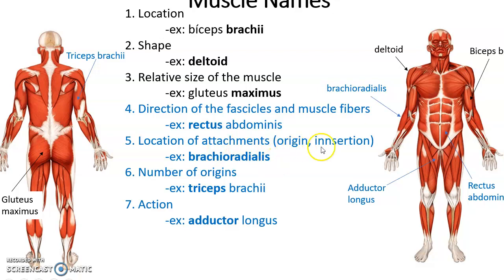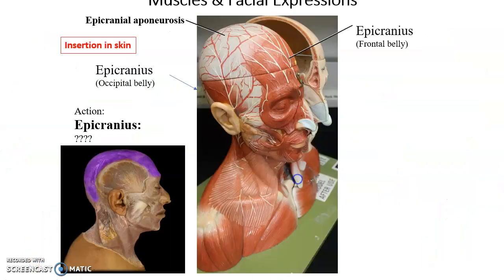Location of attachments, telling you where their origin or insertion is: brachioradialis, the radialis means radius, so it's attaching to the radius as its insertion. Number of origins: triceps brachii, three origins. And the action: adductors tend to adduct, flexors tend to flex. So be aware of those naming conventions.